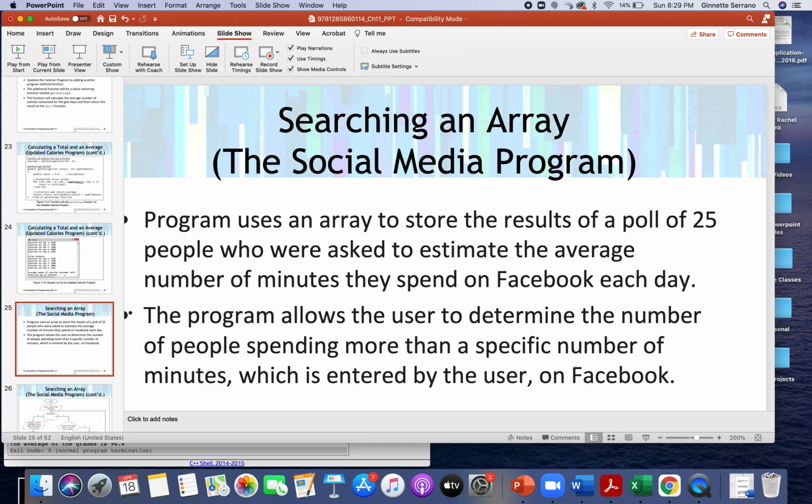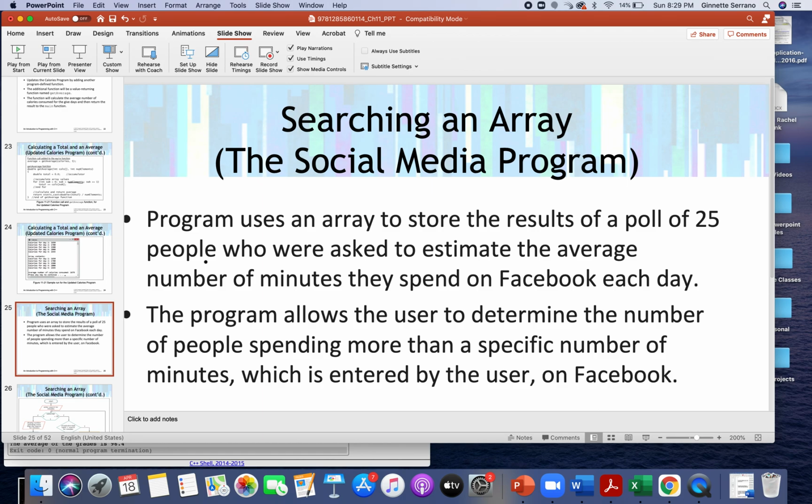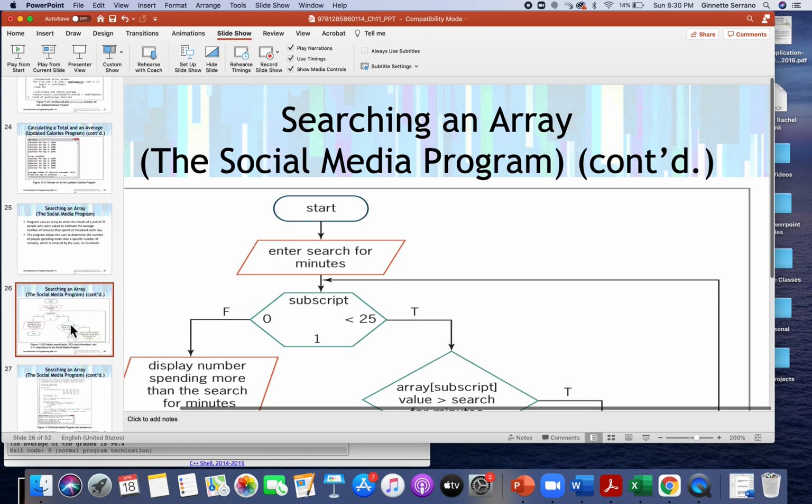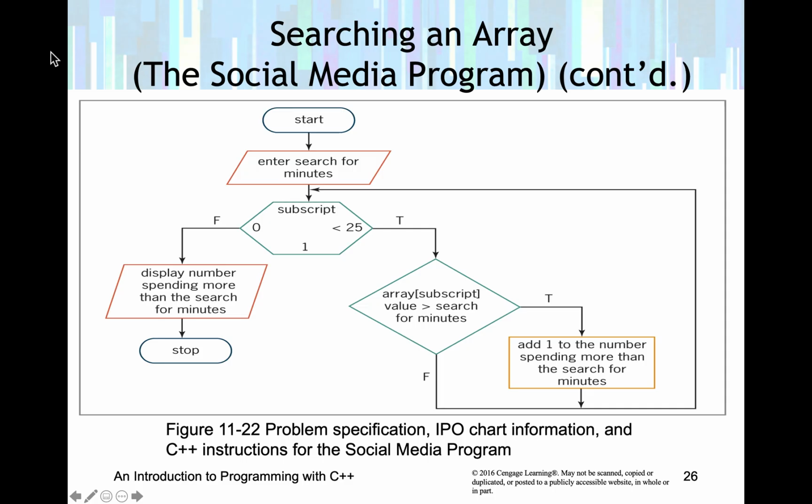So in this particular example, we're going to look at an array to store the results of a poll of 25 people who were asked to estimate the average of minutes they spent on Facebook each day. The program allows the user to determine the number of people spending more than a specific number of minutes. Okay? Let's make this bigger. So we're going to enter search for minutes.